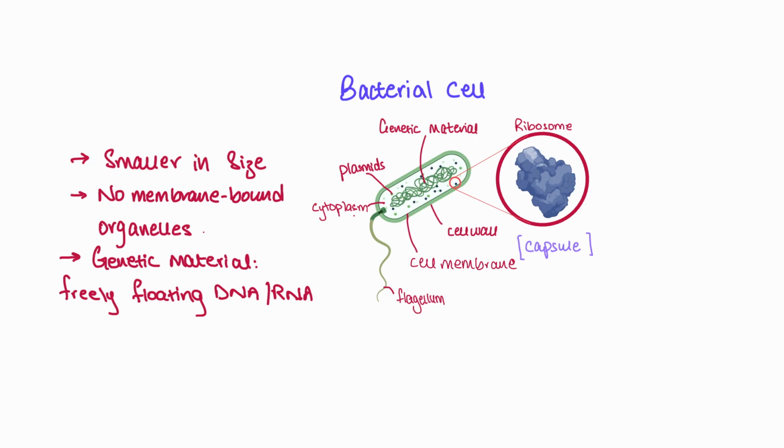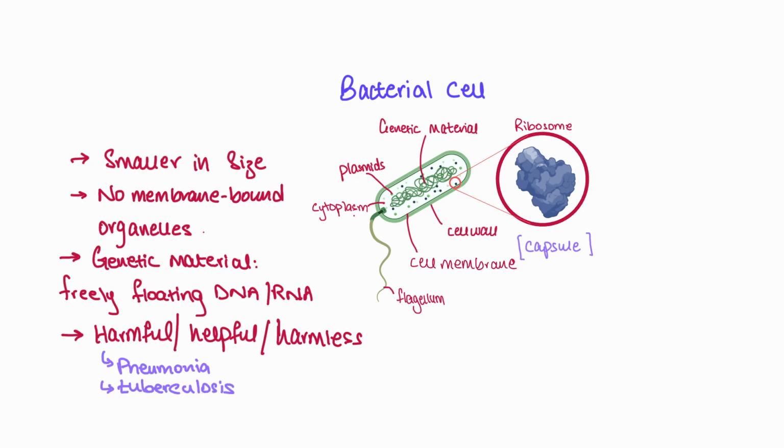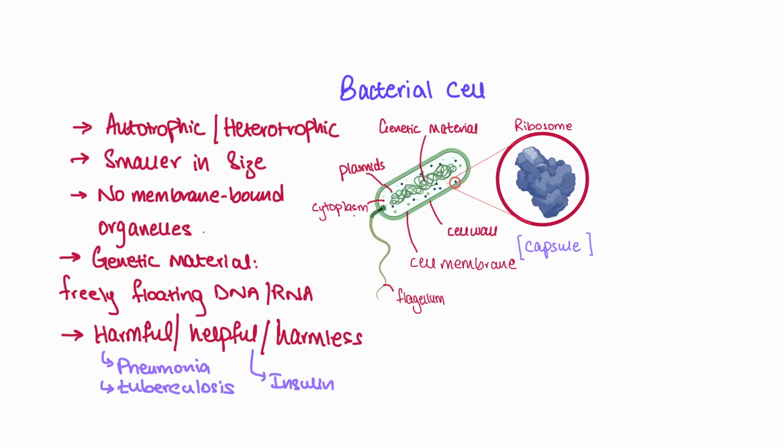Now these bacteria can be harmful to us, they can be helpful to us, or they could just not affect us at all. Like pneumonia and tuberculosis are diseases that bacteria cause in humans. But at the same time, other bacteria are used to make drugs like insulin. Bacteria can be autotrophic or heterotrophic despite not having chloroplasts. And they have their own weird way of doing this. While as a heterotroph, they'll be decomposers, so they'd be eating on organic matter like fungi do.